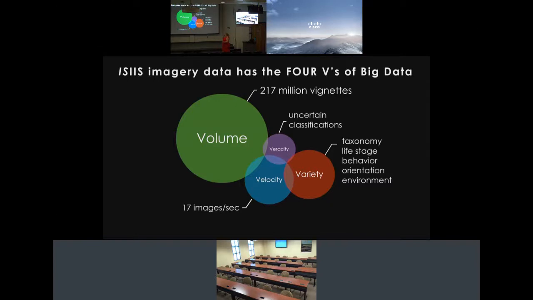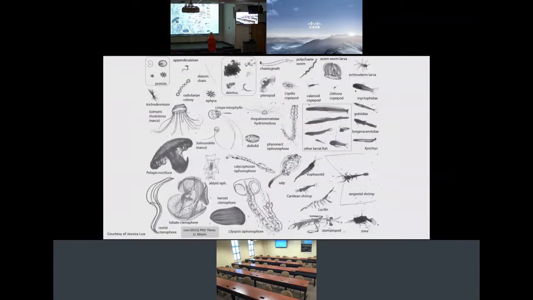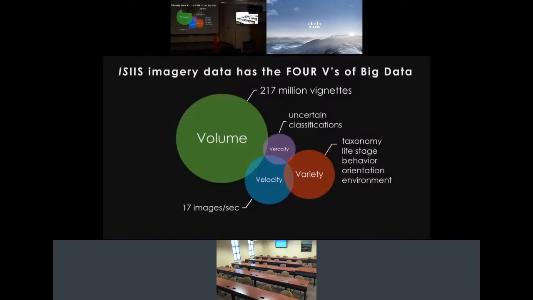So one thing that we did is we took this big data problem, which consists of the four Vs: volume, which I just talked about, velocity, rapid imagery take, and then variety, a lot of different shapes. Let me go back here for a second. There's a lot of different shapes here, right? And then uncertain classifications. We were able to use machine learning through a competition that we got sponsored by Kaggle to develop a computer algorithm that could do all this work for us.